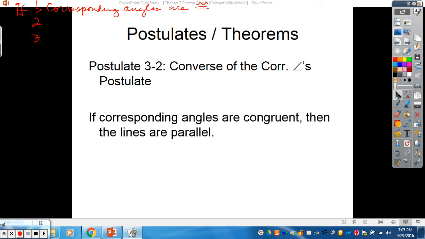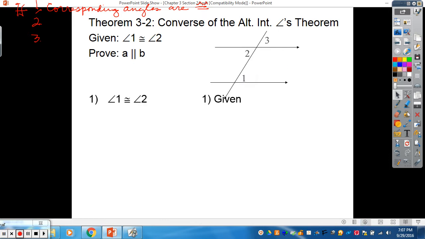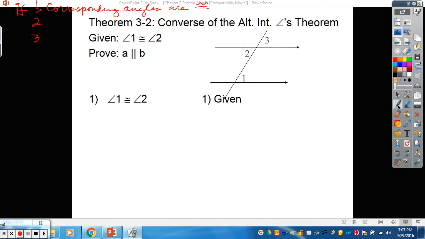So the next thing I'm going to do, let's go to the next page here. There we go. Okay. So the next one is the converse of the alternate interior angles theorem. So this is theorem 3.2. And here's what I want you to see. We are starting with angles 1 and 2 being congruent. And what we want to prove is that these lines A and B are going to be parallel.